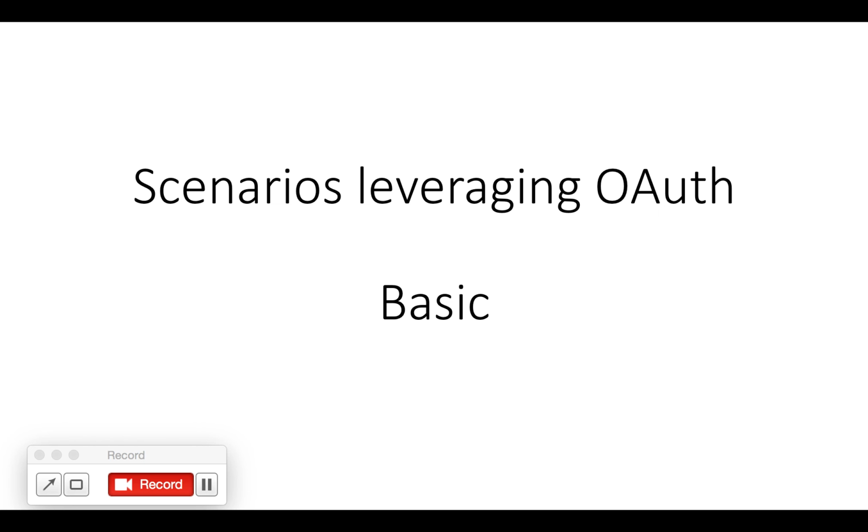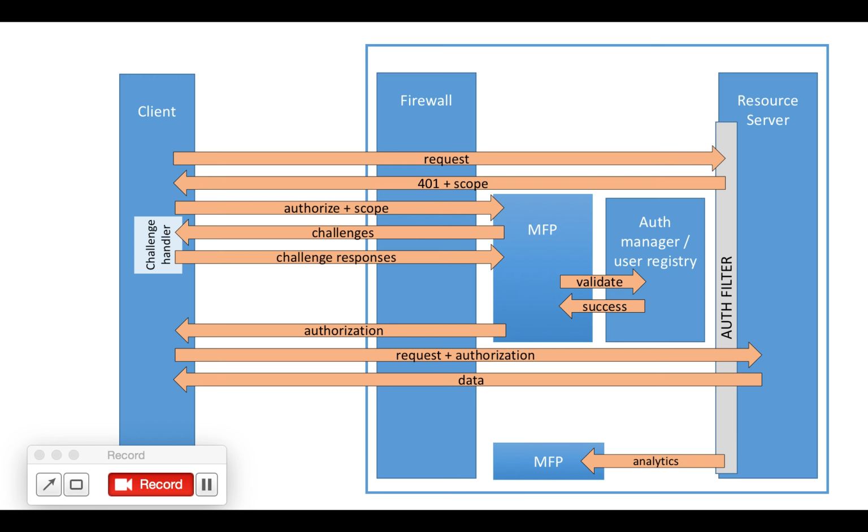Okay, so let's see several scenarios, and I'll try to cover the same scenarios we started with today. Let's see how auth can actually help to solve the problems we've seen before. So let's start with the basic scenario. The client starts with a request. In this scenario, we don't have an authentication gateway. We're still working with a firewall. So no authentication gateway, basic scenario.